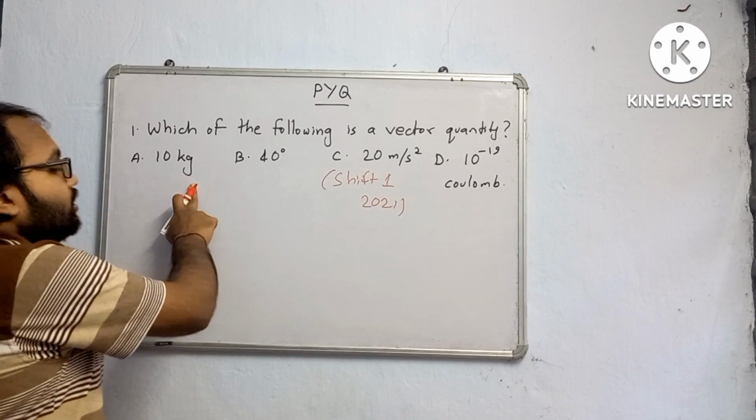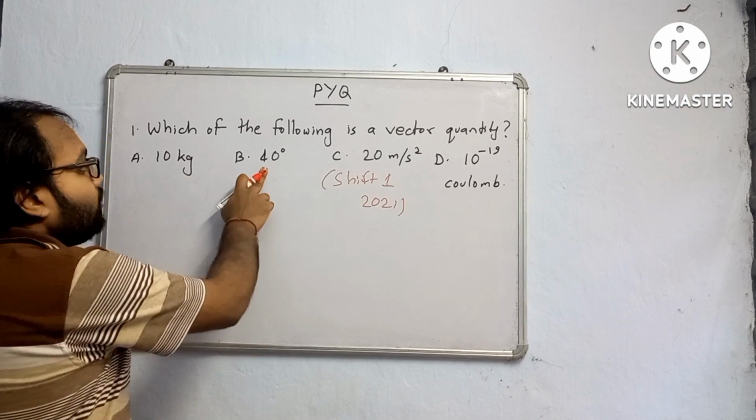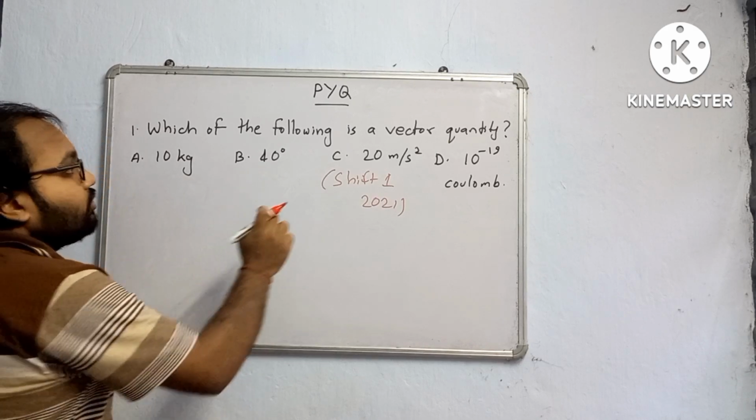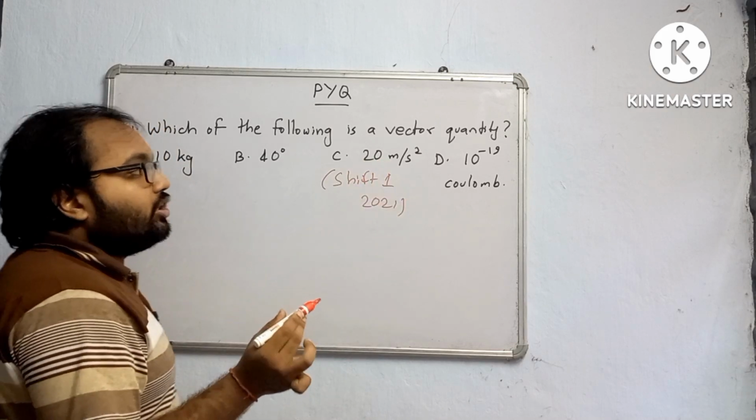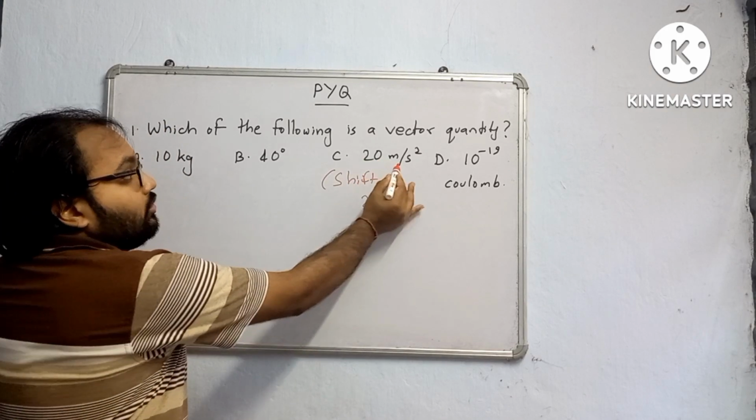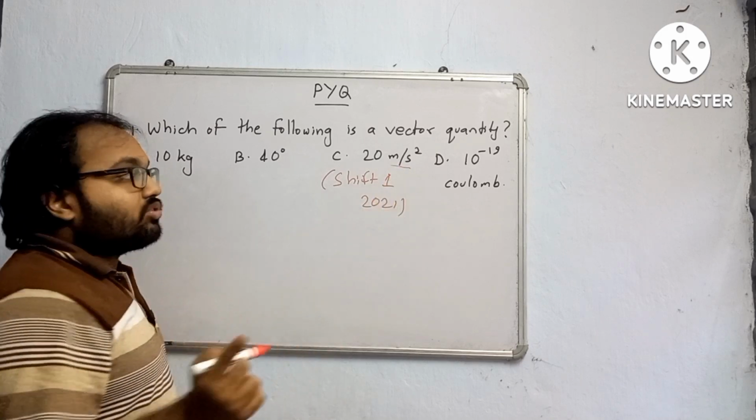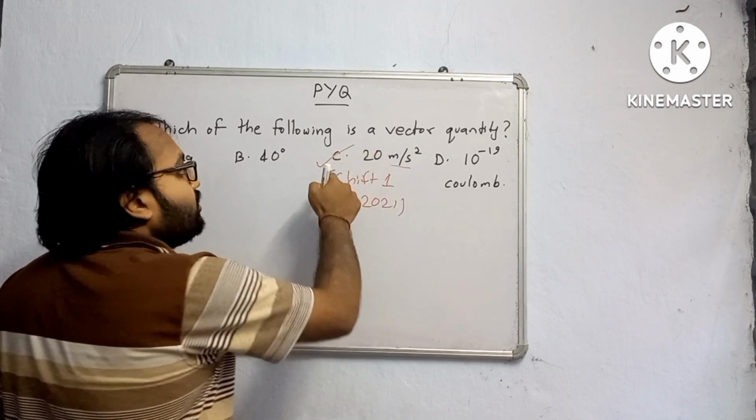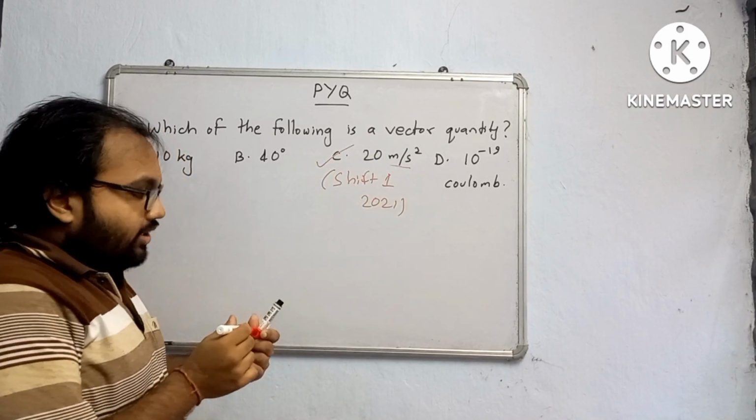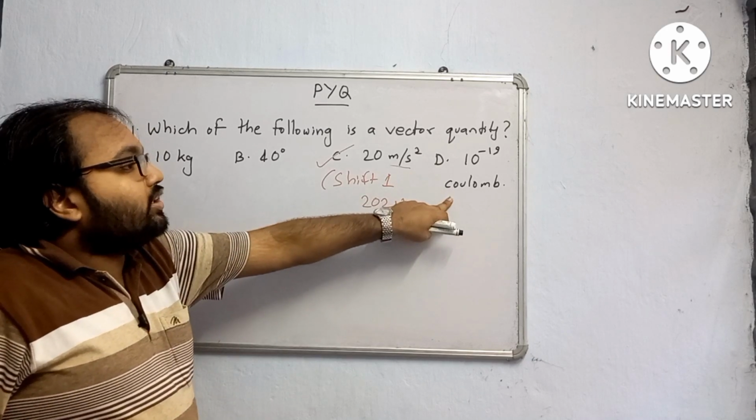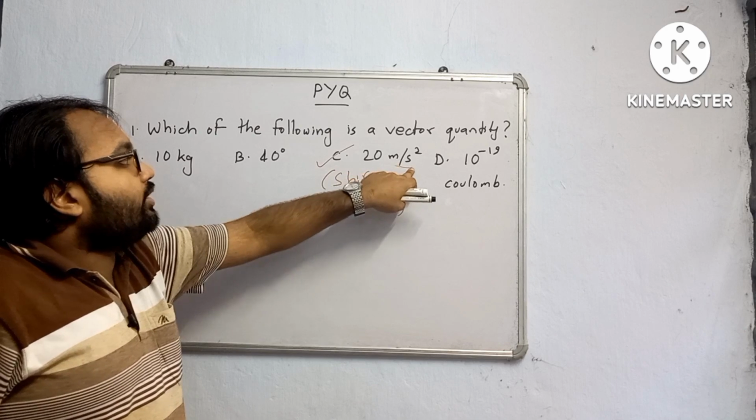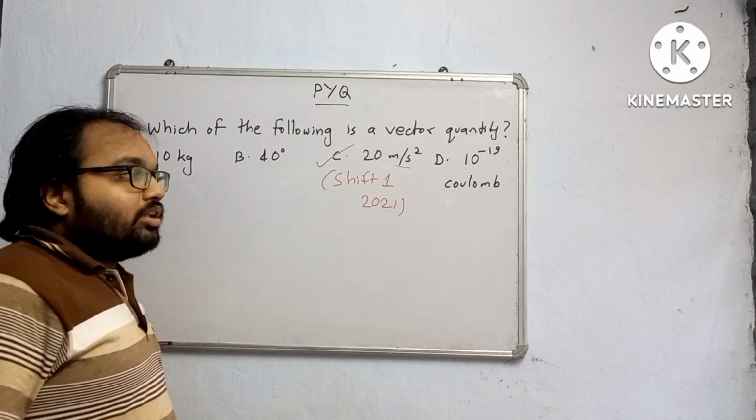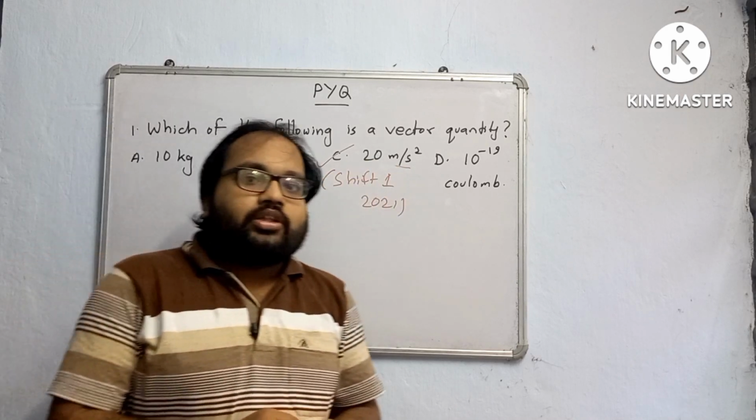Now 10 kg, mass is a scalar quantity, 40 degree angle is also a scalar quantity, and here we can see 20 meter per second square. I have told you it is acceleration, the unit of acceleration is meter per second square, and acceleration is a vector quantity, so our answer will be C. 10 raised to the power minus 19 coulomb is for charge, it is also a scalar quantity. As soon as you get meter per second square, you will take this as a vector quantity. Let us move to the next question.